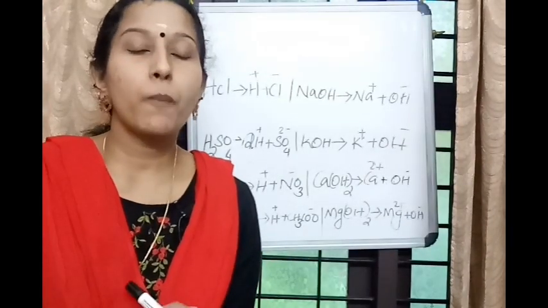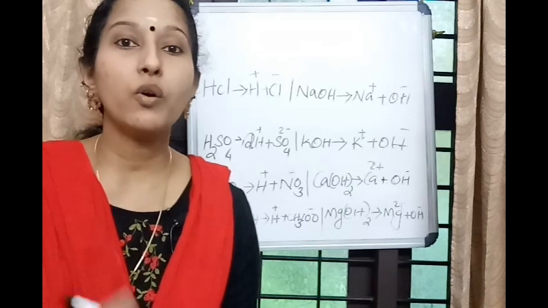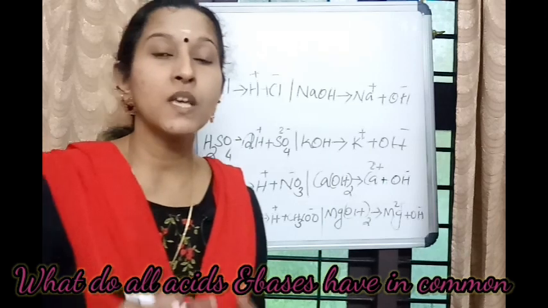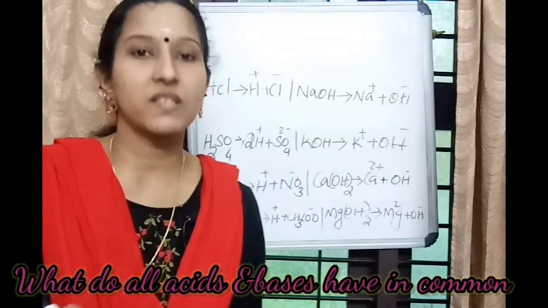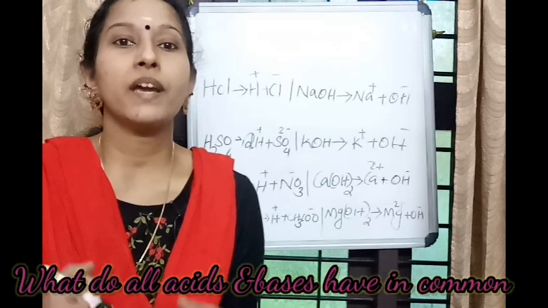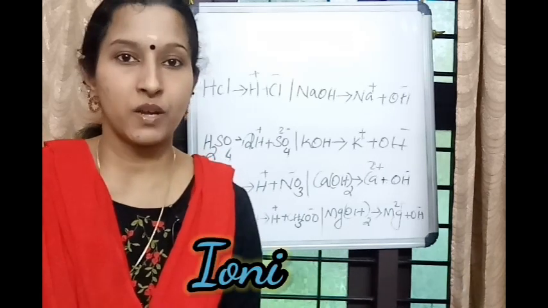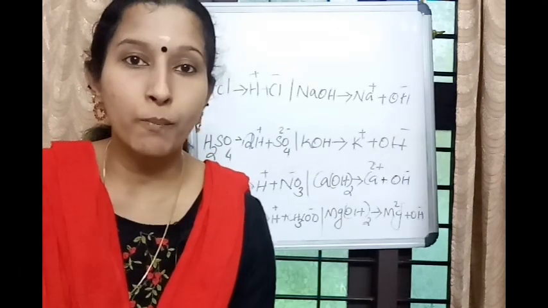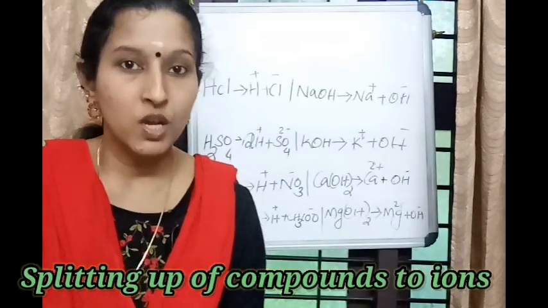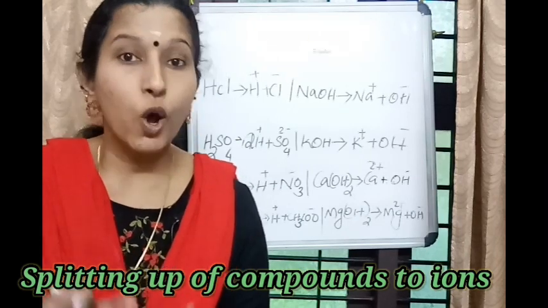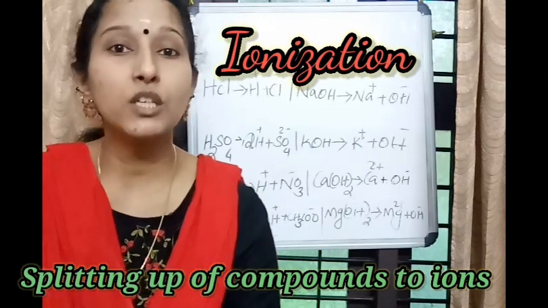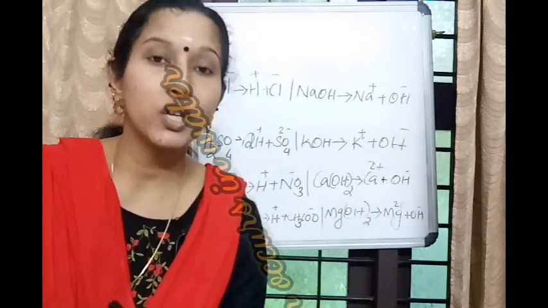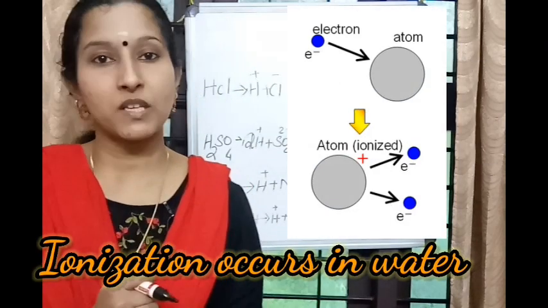That's all about the chemical properties of acids and bases. Now we are going to discuss what all acids and bases have in common. Before stepping into the concept, we can discuss the process of ionization. What is ionization? Ionization is the process of splitting up of a compound into its corresponding ions. Dissociation is a process in which compounds split up or dissociate into corresponding ions. And this process of ionization or dissociation is only possible in the presence of water.